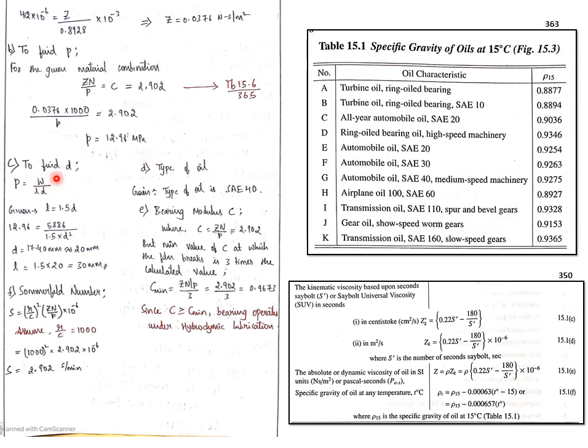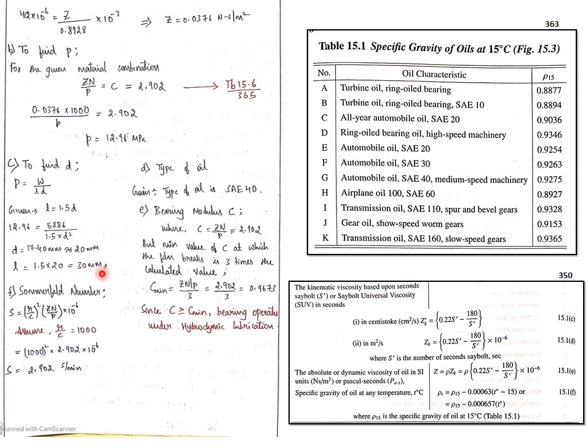Next, to find the value of D, we know the pressure is equal to W by L into D, but L is given as 1.5 into D. If you substitute back in the above equation, you can find the value of D. You can round it off to the next higher value, 20, or you can take 18 mm. Then multiply it by 1.5 to get the value of L.